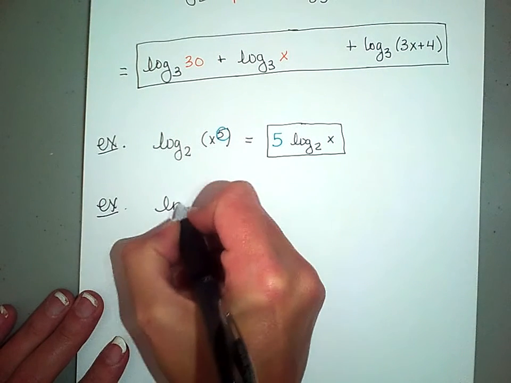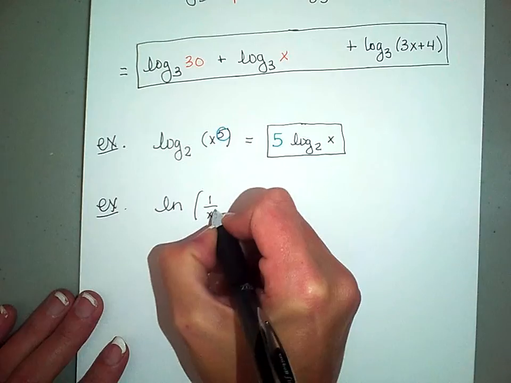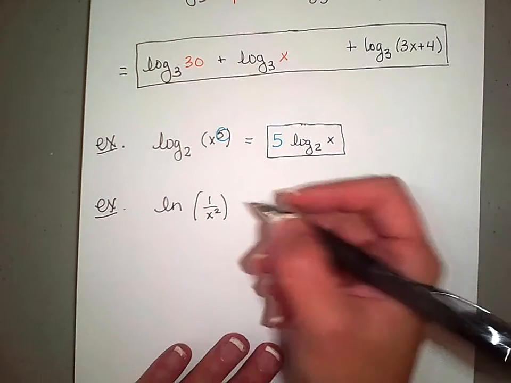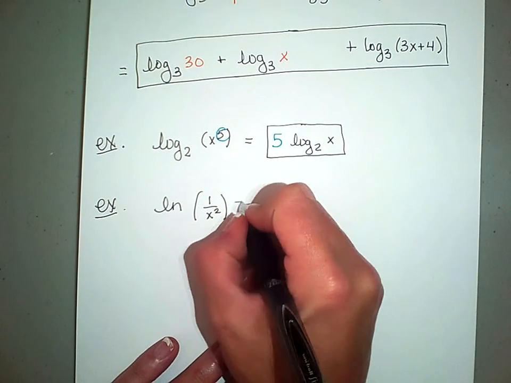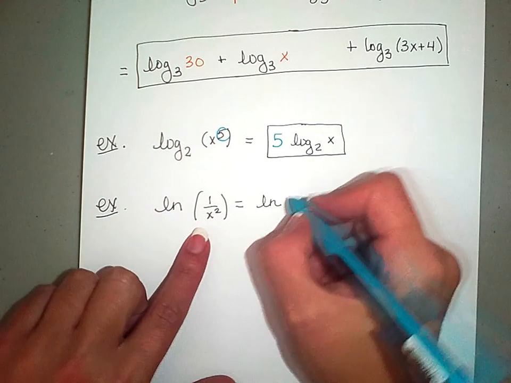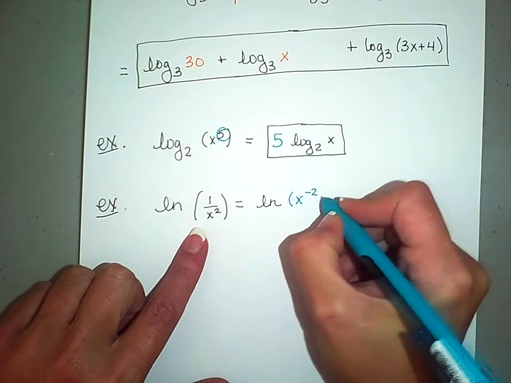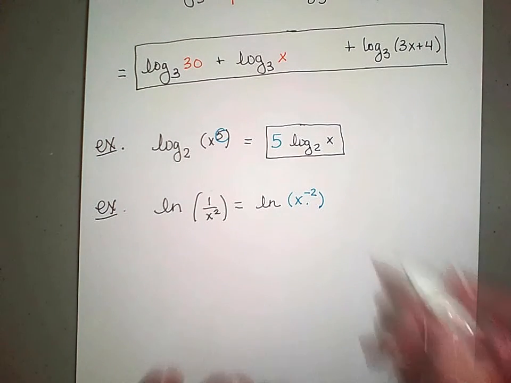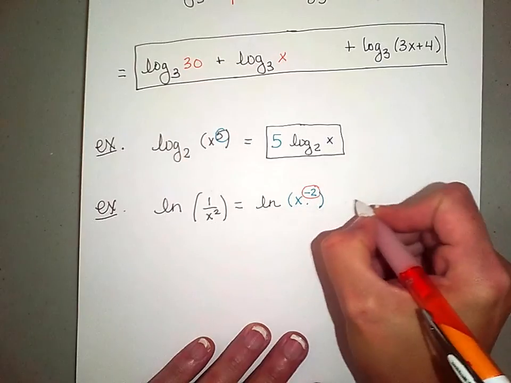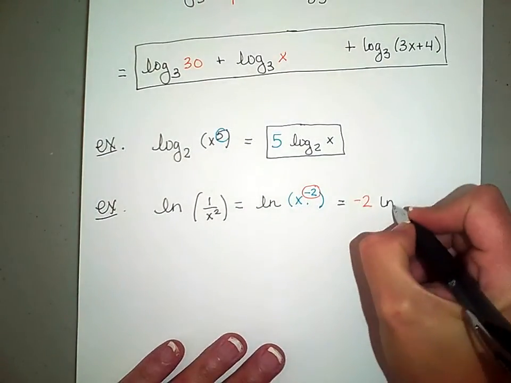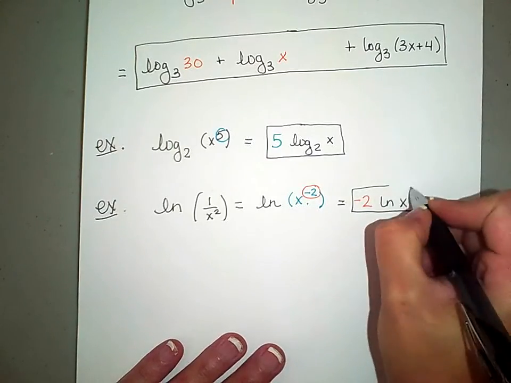We could also look at the natural log of 1 over x squared. There's a couple ways we can go about this. One thing we could do is write this as the natural log of x to the negative 2, just rewriting 1 over x squared. And now we could apply the power rule and pull that outside. So this would be minus 2 times the natural log of x.